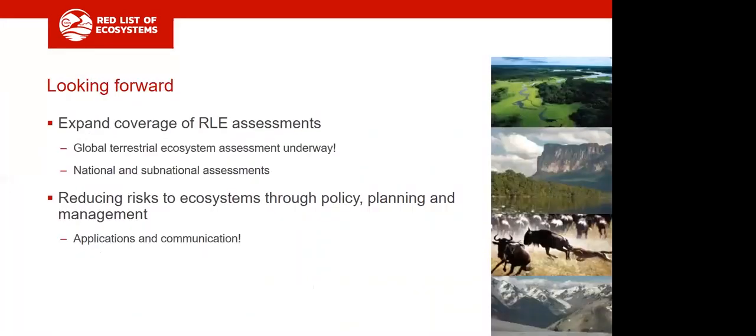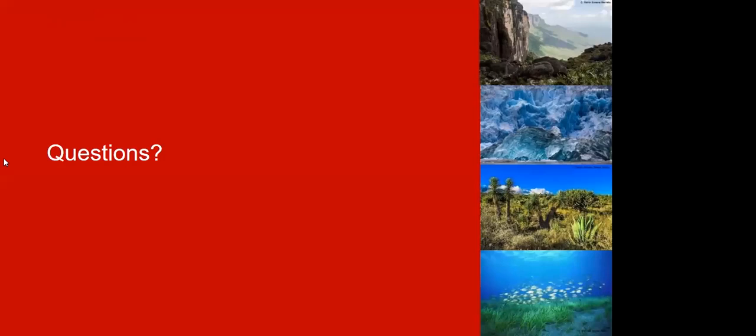And just the next steps for the group, what we are looking forward to is to expand the coverage of RLE assessments at the global and national level. It's already underway under David's lead from Australia, but we'll continue to support, as resources allow, national and subnational assessments, which are key, which is the level at which policy and decision-making are happening. We want to focus more on that aspect of reducing risks to ecosystems through policy, planning and management. So moving beyond the science, which was a large part of that first stage of development, and really looking at the applications and communication of these applications and results. And that's it. I know I covered a lot, but hopefully it was useful.